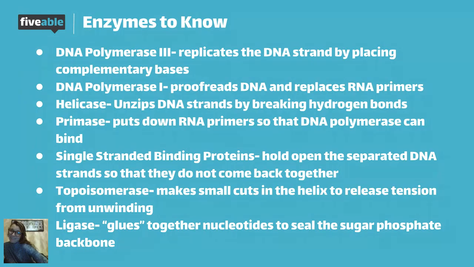Helicase breaks apart the double helix. It unzips DNA strands by breaking those hydrogen bonds in between them. Primase primes. It puts down RNA primers so that DNA polymerase can bind. Our single-stranded binding proteins, not really an enzyme, but a protein, hold open the separated DNA strands so they do not come back together. Topoisomerases make small cuts in the helix to release tension from unwinding.